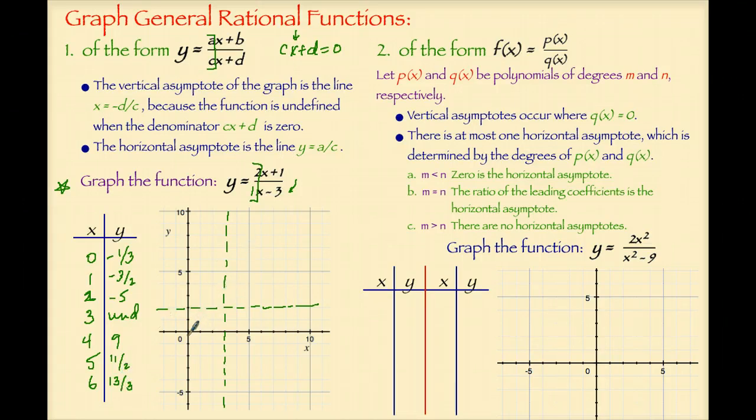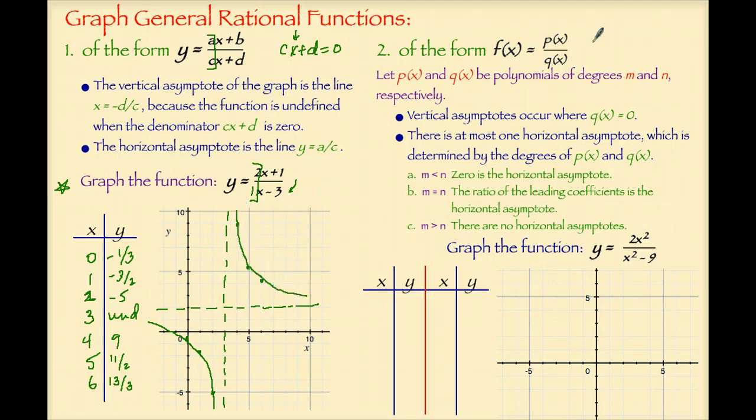Let's plot these points. 0, negative 1/3, 1, negative 3/2, and 2, negative 5. So here is the left branch of the hyperbola. On the right side of the vertical asymptote, we have 4, 9. We have 5, 11/2, which is about 5.5. And we have 6, 13/3, that's 4 and 1/3, which is about right here. Here's the right branch of the hyperbola.